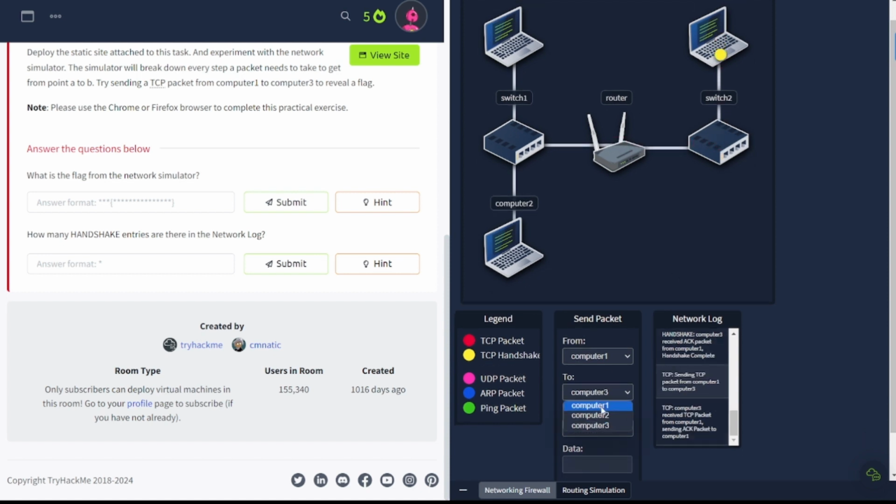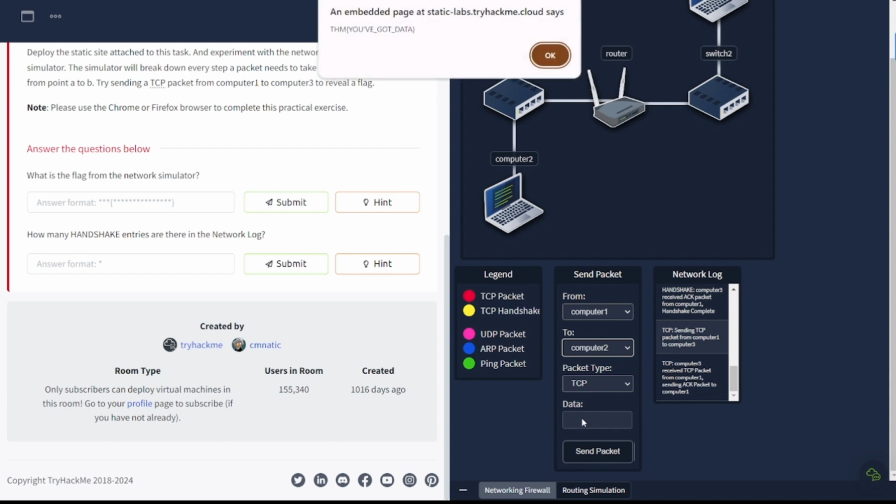Okay, now let's try, I guess, computer number 2. Let's go ahead and do this. I don't know if you're supposed to type something in here. I guess not. All right. Got the flag here. So go ahead and give this a shot if you're interested in playing around with this simulator here.